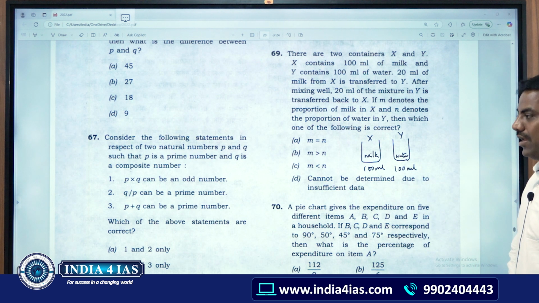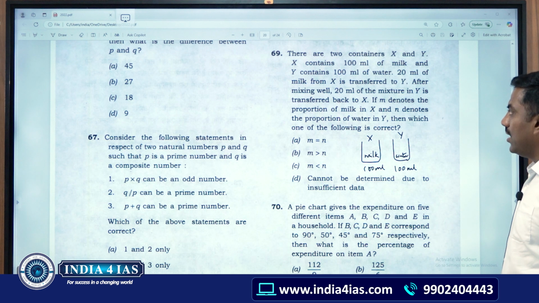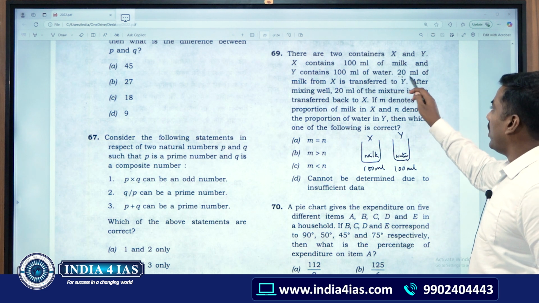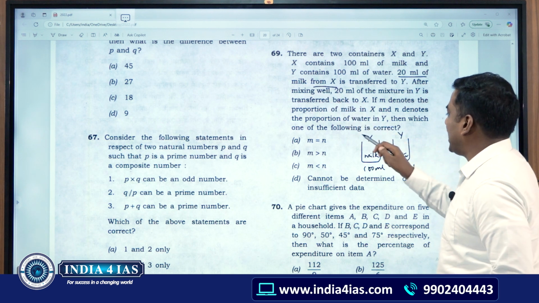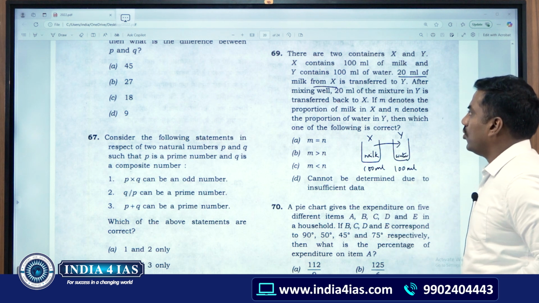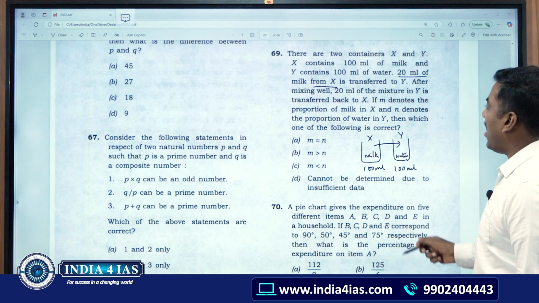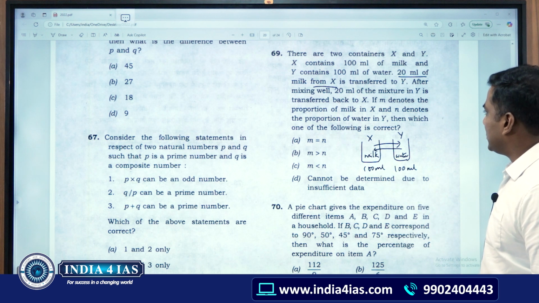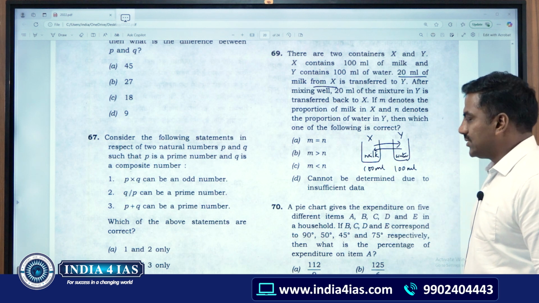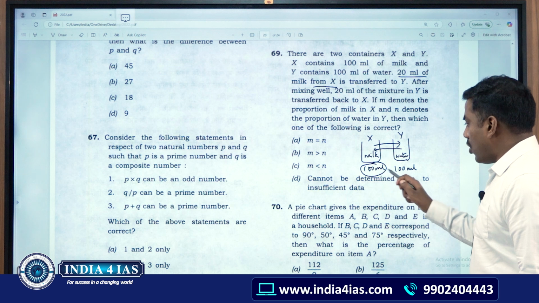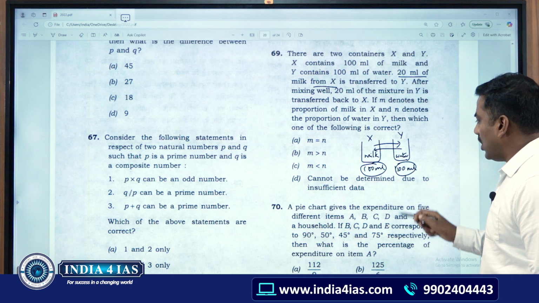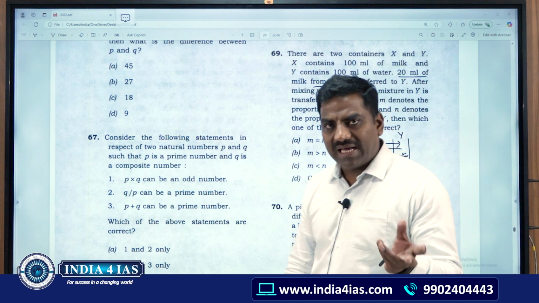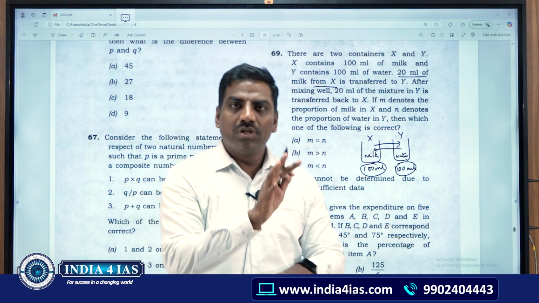After mixing well, 20 ml of the milk from X is transferred to Y. After mixing well, 20 ml is transferred back to X. Volume wise, both will be 100 ml, because we are just transferring this to this and this to this.